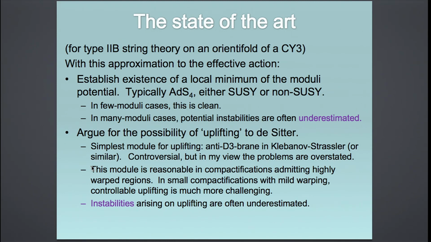So with that effective action, then you try and figure out whether the theory admits interesting cosmological solutions. So you start out by trying to find vacua. Not inflationary solutions with dynamics, but AdS vacua or de Sitter vacua. Those vacua are local minima of the moduli potential. You have an effective theory, it has a potential energy function, you try and find local minima. Well, that's awfully easy if you have only a few moduli. If you have a lot of moduli, it's not so easy to find the minima numerically. And the critical points, which you can find, often are unstable. So in many moduli cases, the potential instabilities are very often grossly underestimated.